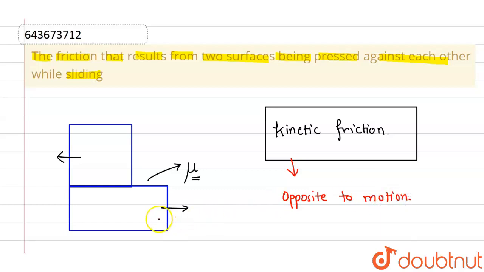Suppose this particular block is going in this particular direction, then the friction on this particular block will be in this direction, and since this block is going in this direction, therefore friction on this particular block will be in this direction. So for block A, the block is moving in the left direction, but the friction is in the right direction. And similarly for block B, the block B is moving in the right direction, but the frictional force is acting in the left direction. I hope you understood.